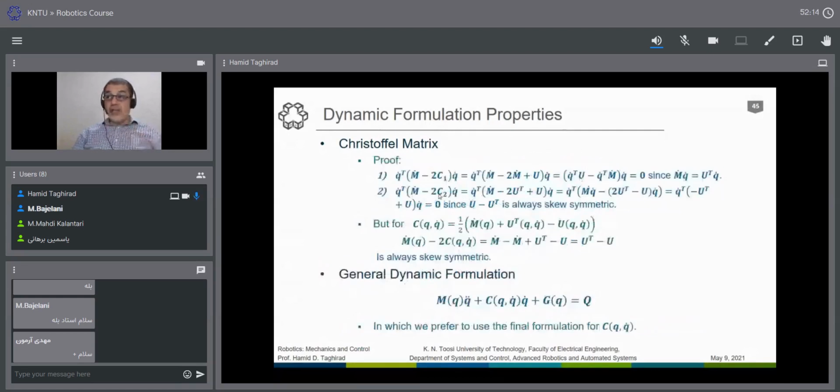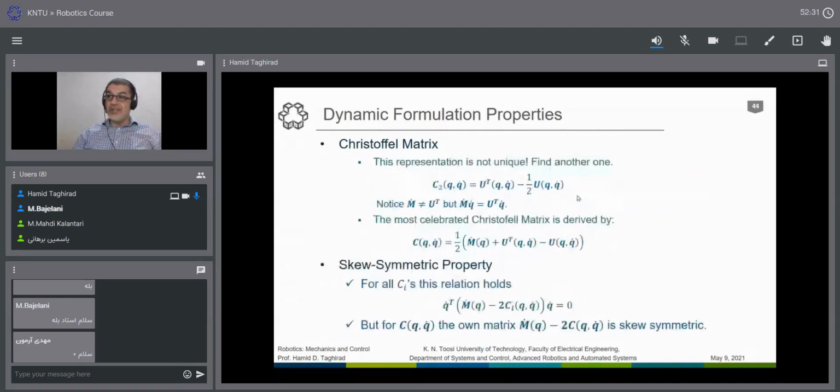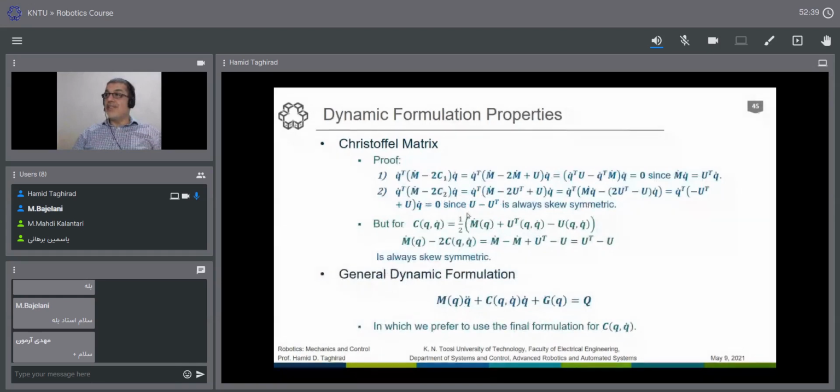If you use the second one, we have 2U transpose plus U, because we have 2C, 2U transpose plus U. Again, we can multiply by q̇ here, and instead of Ṁ q̇, we can use again the same property, U transpose q̇. Then you can see that we have minus U transpose plus U times U, which is 0, because this is always so for any matrix, as we see in basic linear algebra.